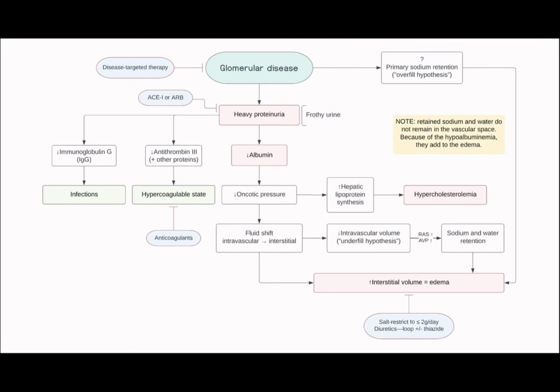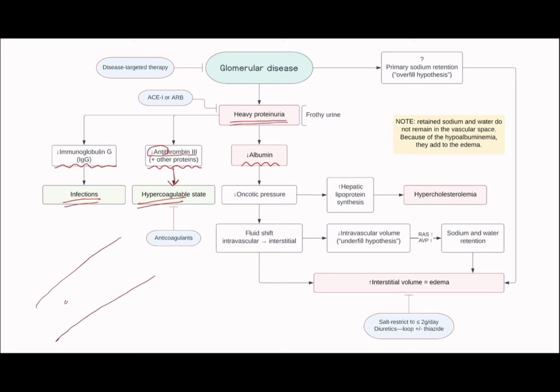Nephrotic syndrome is characterized by the loss of massive amounts of protein into the urine. The most important of these proteins is albumin, but there are also other proteins lost in the urine, such as antithrombin 3 and immunoglobulins. The loss of immunoglobulins results in an increased risk of infections, and the loss of antithrombin 3, which, as the name implies, inhibits thrombus formation, results in a hypercoagulable state.